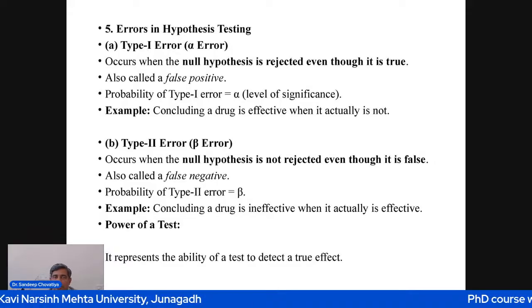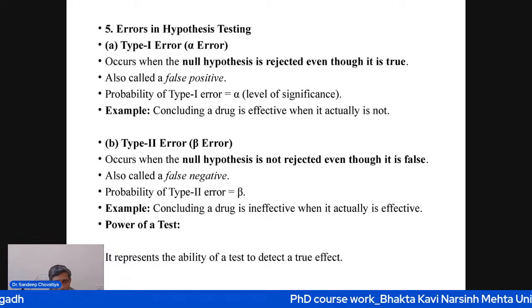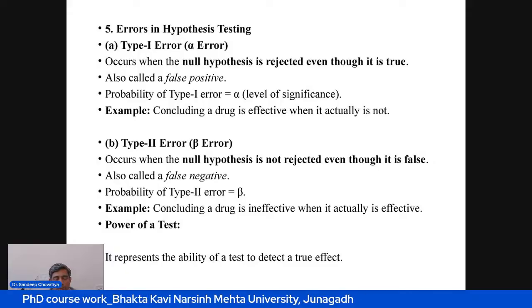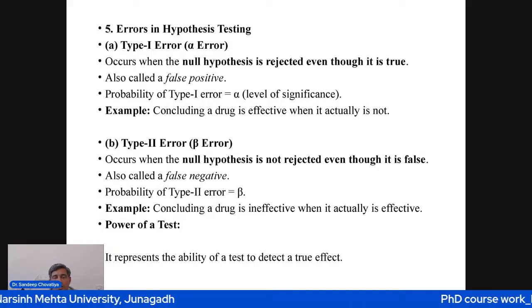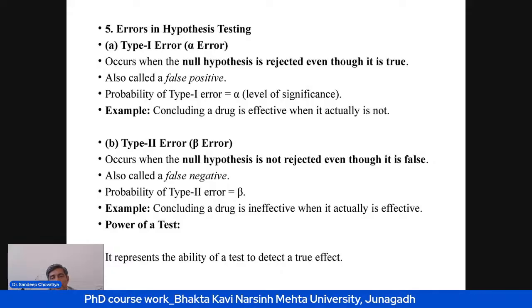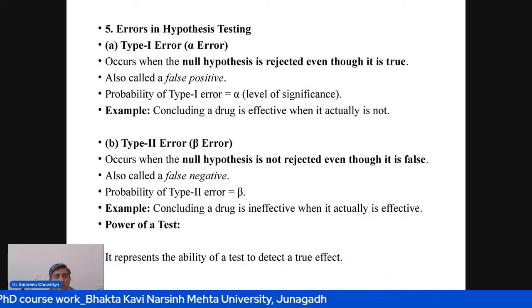It is worth understanding: type 1 error is called alpha error, type 2 error is called beta error. Clear? So here type 2 error is a false negative. Concluding what? Drug is ineffective when actually it is effective. When that happens, we call it beta error or type 2 error.